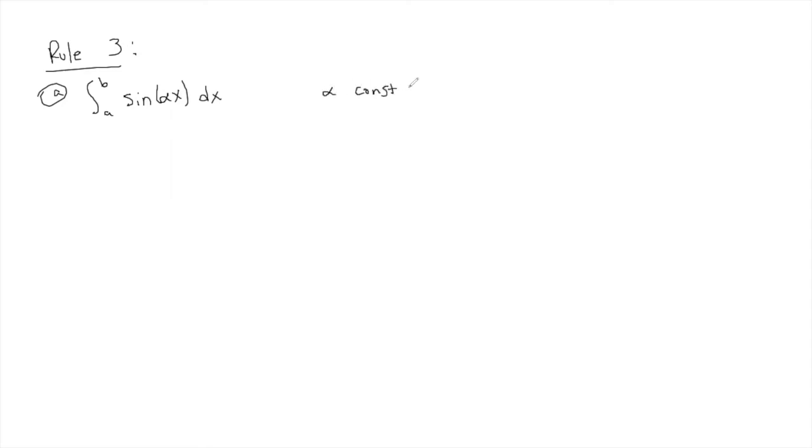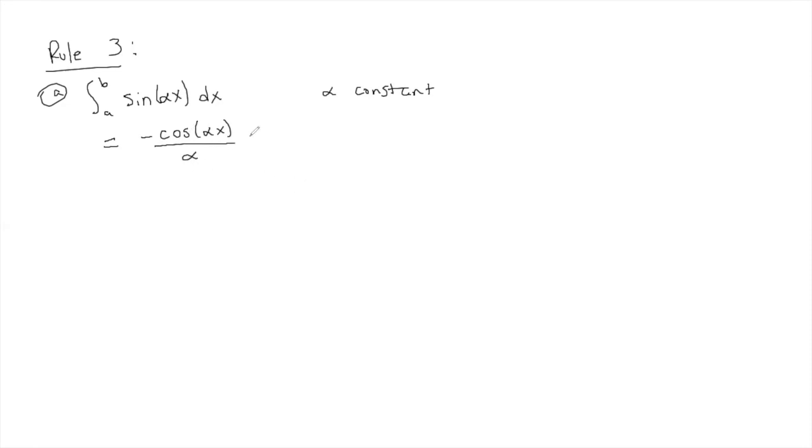So I have sine of alpha x dx, where alpha is a constant. Alpha is just a Greek a, and you just read it as like a k or a c or any other letter. It's just a constant. Right? This is equal to negative cosine of alpha x, just like we saw before. But to account for this alpha in here, you divide by it.